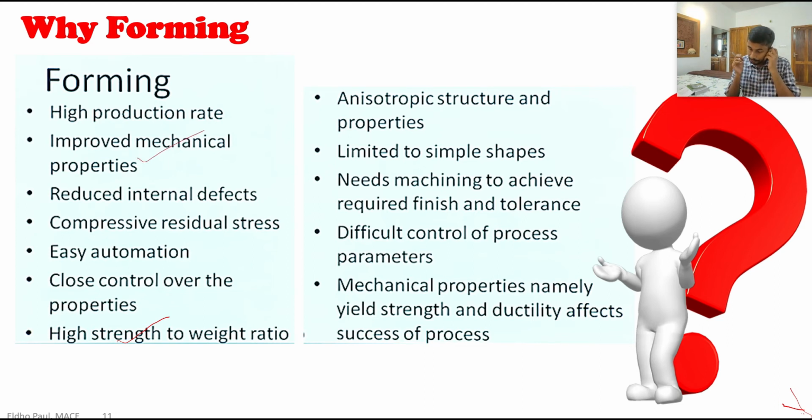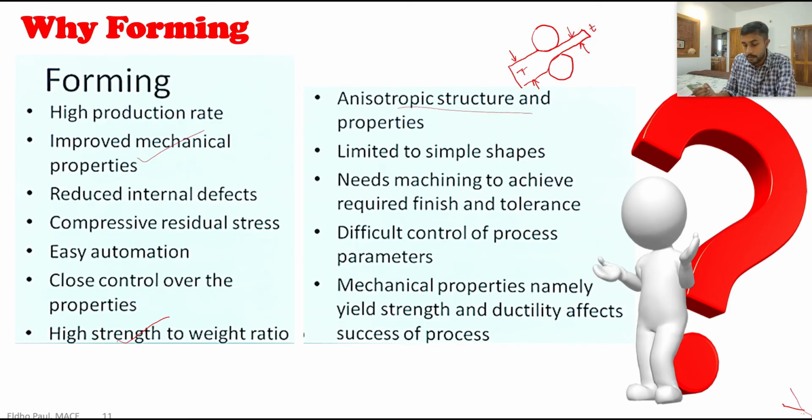But there are different disadvantages for the metal forming operations. The first one is the anisotropy of the structure produced. That is a disadvantage of metal forming. For example, in case of rolling, in between the rollers, we pass the raw material. Here the raw material has this much thickness. After the rolling process, the thickness is reduced to a lower value. This is the rolling process.